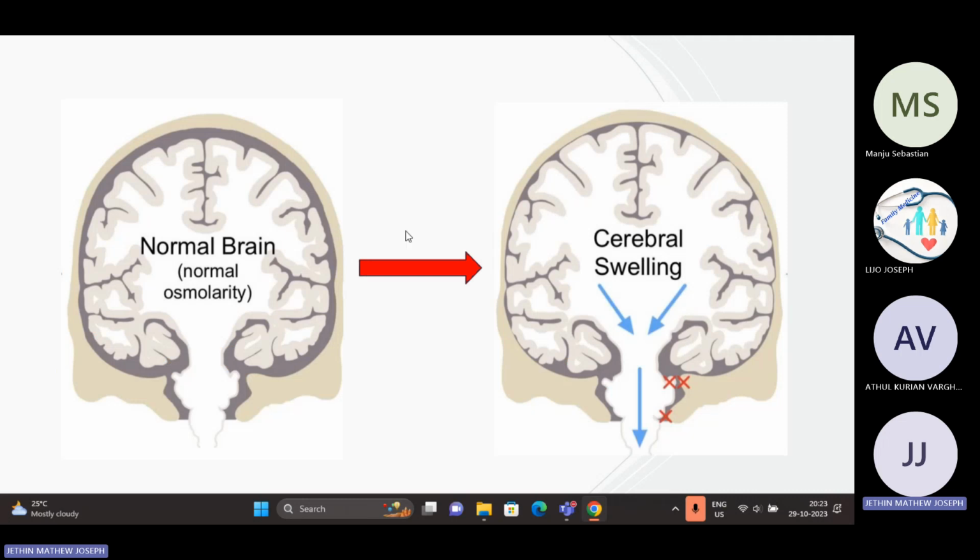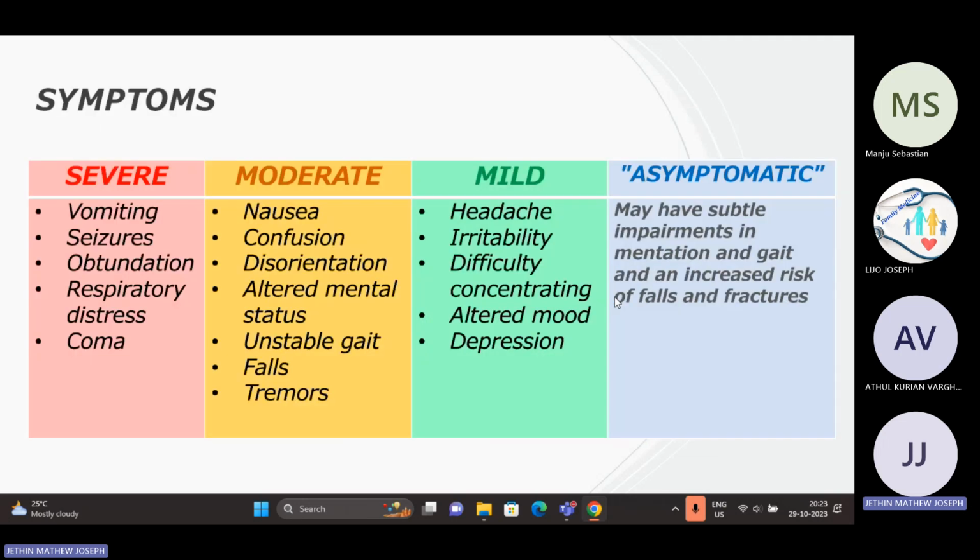So I had shown this picture in the last class also. So what happens in hyponatremia, brain cells are going to swell up, and because of that, you're going to have certain symptoms. Hyponatremia can be asymptomatic. You can have mild symptoms like headache, irritability, difficulty concentrating, altered mood, and depression. Moderate symptoms include nausea, confusion, disorientation, altered mental status, unstable gait, falls, and tremors. And moderate and mild, the distinction may not be very clear. And severe symptoms, you can have vomiting, seizures, obtundation, respiratory distress, and coma.